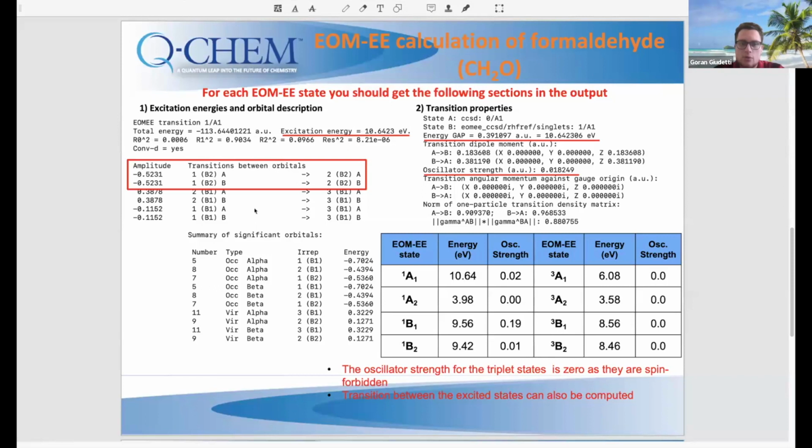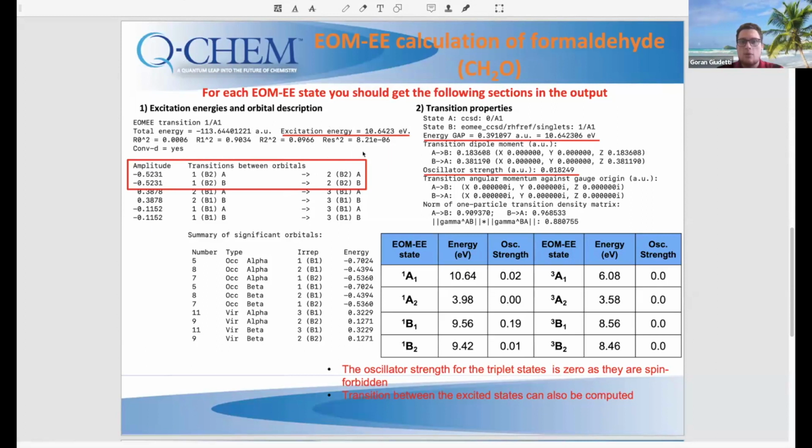EOM-EE jobs. What we can do after we set up correctly the job is just parsing the important information from the output file. So first we can record the excitation energy for each excited state. We can see it here on the left. We can see excitation energy in electron volt, and we can also see the relevant molecular orbitals that are involved in the transition.